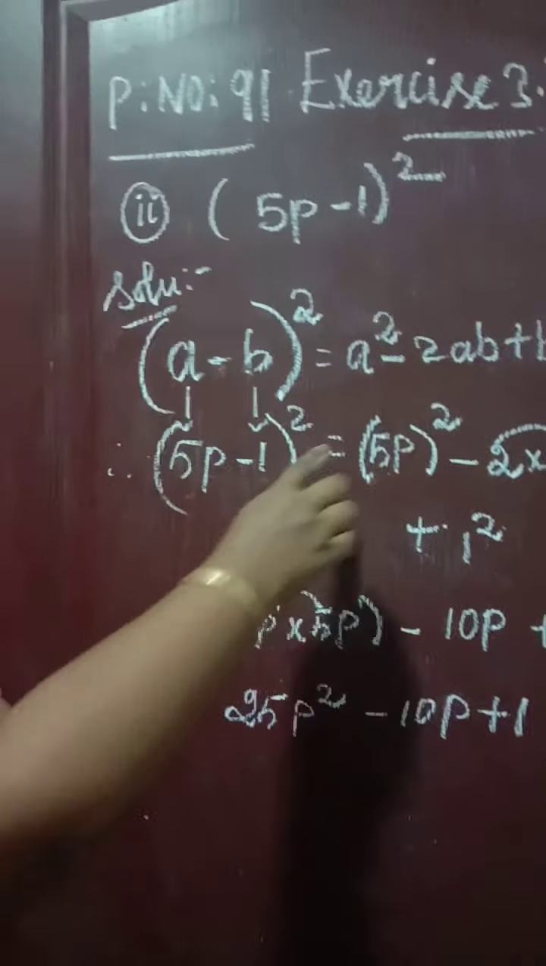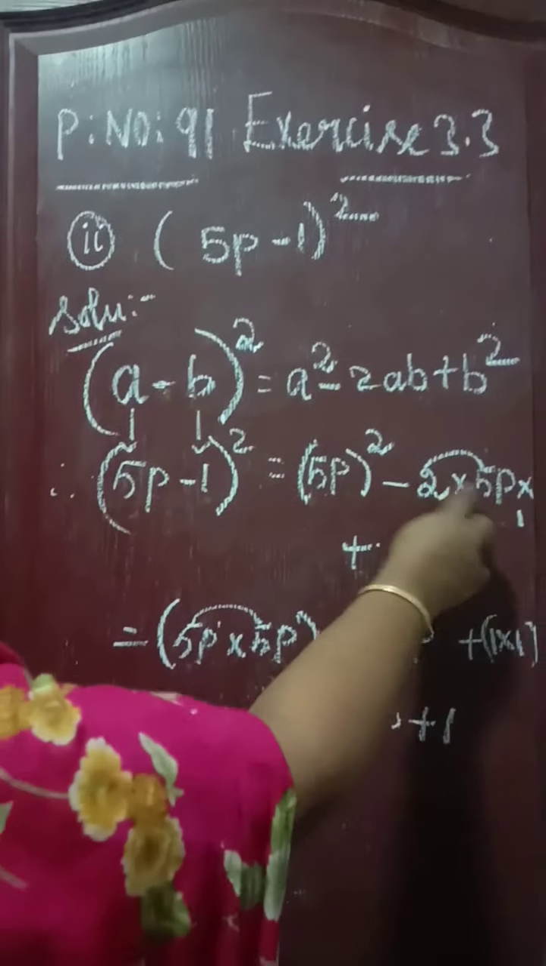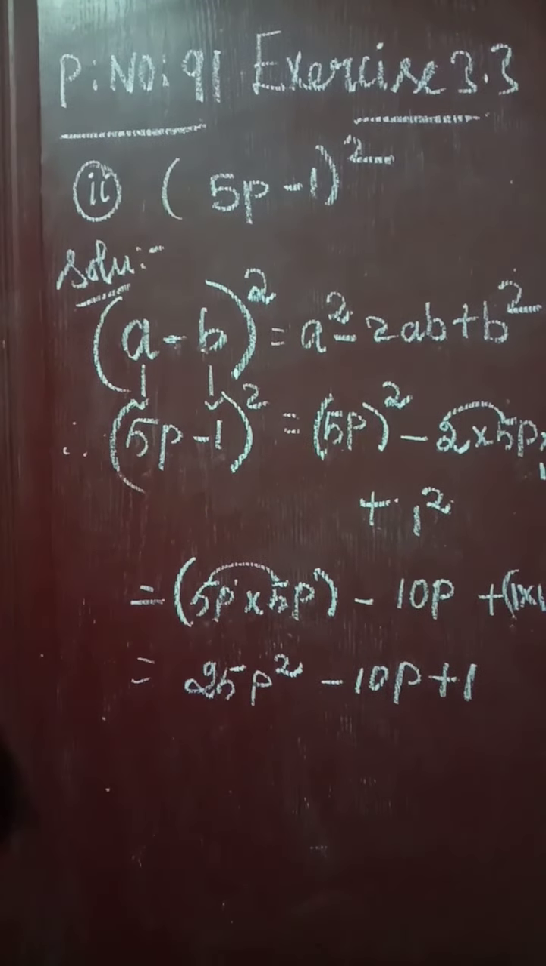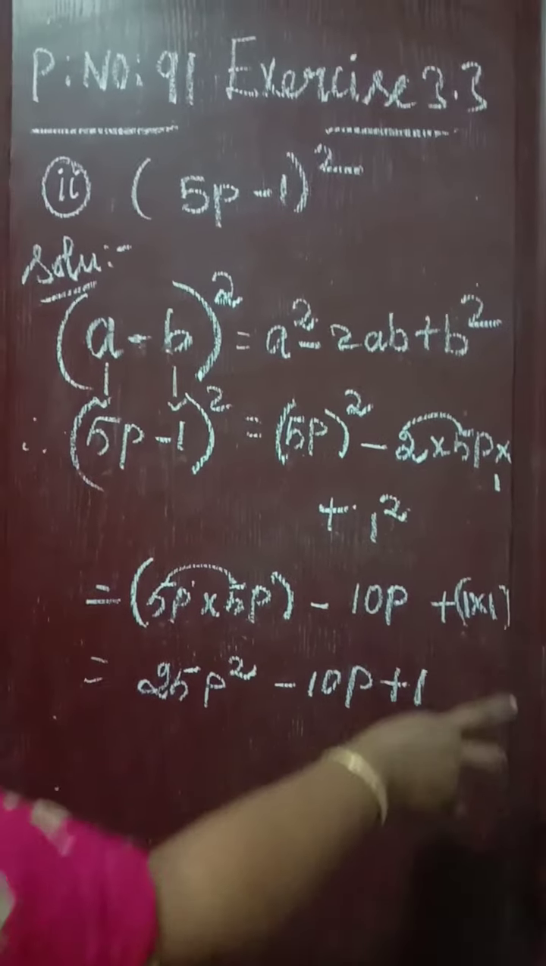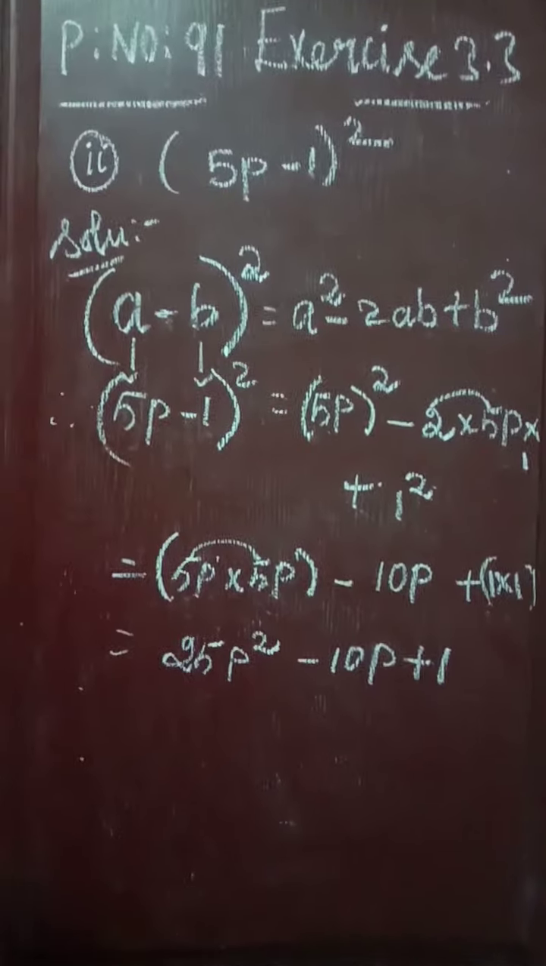Next, 5p the whole square means 5p multiplied 2 times. Multiplying this, we get minus 10p. Last one, 1 into 1. So 25p square minus 10p plus 1 is the answer.